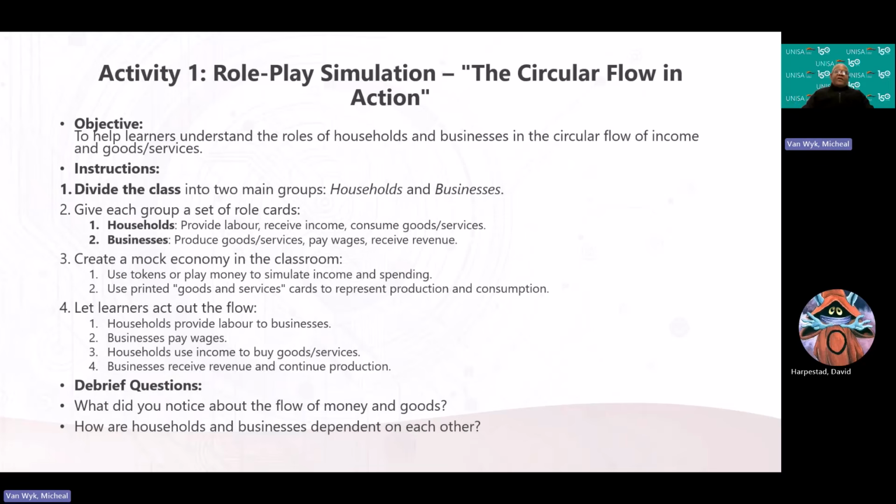So each group will get different cards, right? I will give the households a card on labor, I will give them a card on income, and I will give them a card of goods and services. Now, these consumer goods can be different ideas. Like, for example, maybe a motor car, maybe a cell phone, maybe it will be food, maybe bread, or it will be sugar.